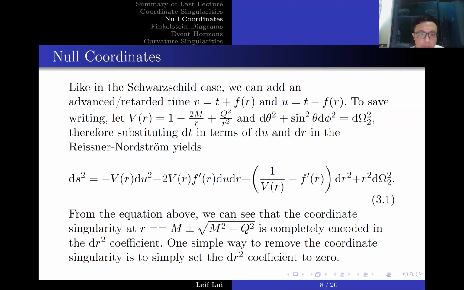So by substituting dt in terms of du and dr in the Reissner-Nordström metric, we yield the following equation. So this is essentially the Reissner-Nordström metric in u, r, theta, phi coordinates. And from the equation above, we can see that the coordinate singularity at r equals m plus or minus the square root of m squared minus q squared is completely encoded in the dr squared coefficient. And one simple way to remove the coordinate singularity is to set this coefficient to 0.